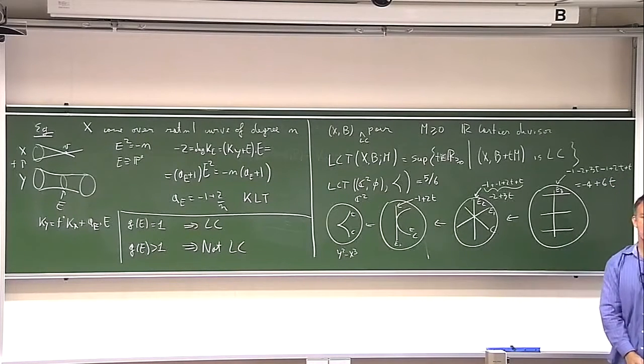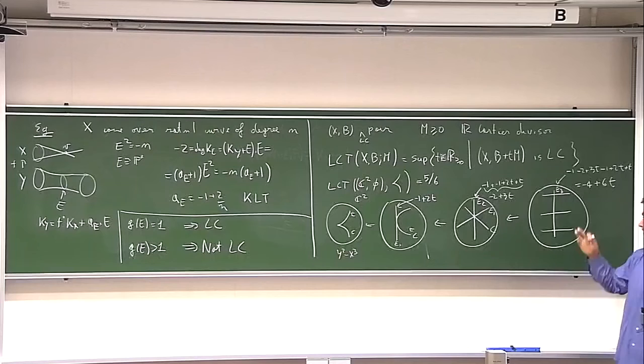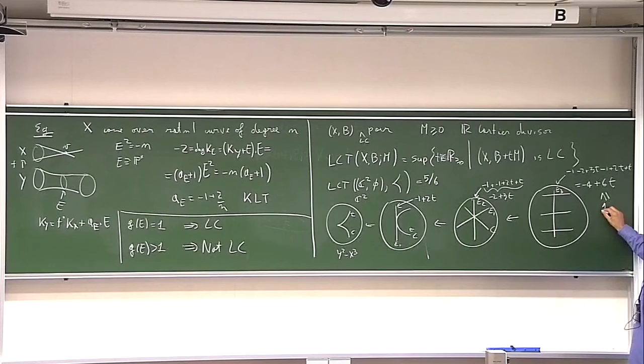Okay, so now what's the log canonical threshold? This is a log resolution, so I can tell by looking at the log resolution. I'm looking for the biggest value of t for which this is log canonical. So that's the biggest value of t for which all of these numbers are less than or equal to 1. So for this number, it's clear that -4 plus 6t equals 1 gives 6t = 5, so you get t is 5/6.